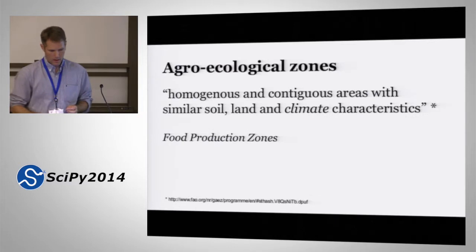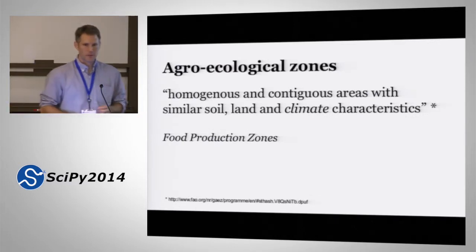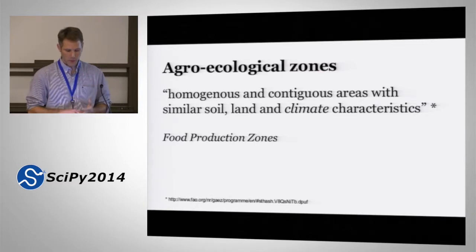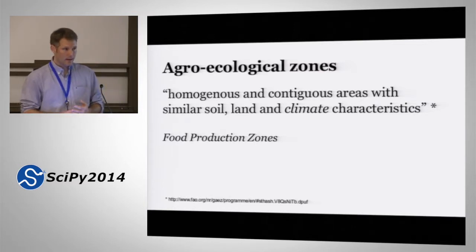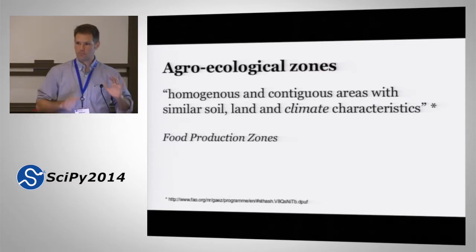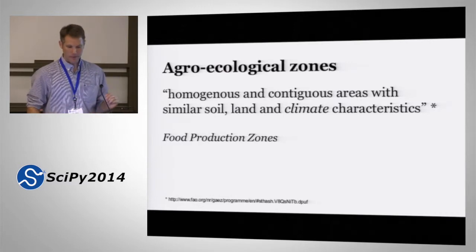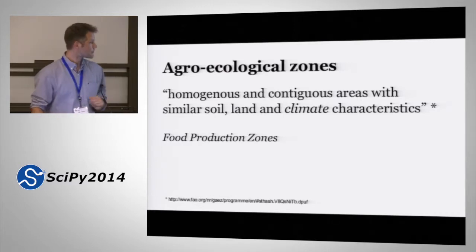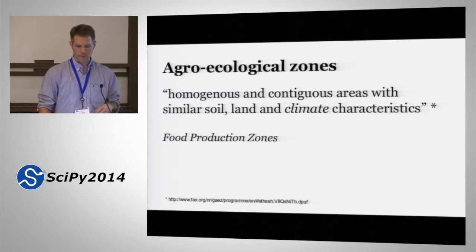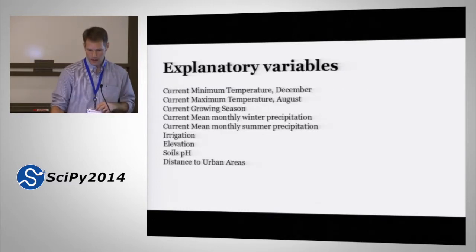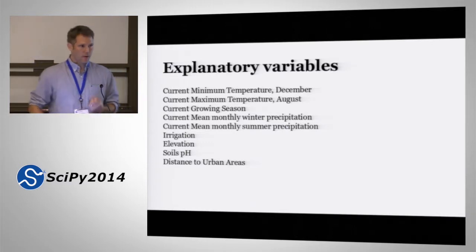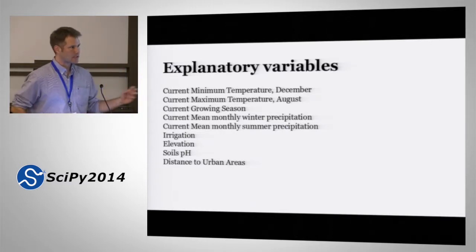So agroecological zones are homogeneous and contiguous areas with similar soil, land, and climate characteristics. In our broader communications, we just call them food production zones. People seem to like that a lot nicer. And they do have a unique signature of types of agriculture and crops that are grown within them. And they also have a lot of explanatory variables that explain their spatial distribution.